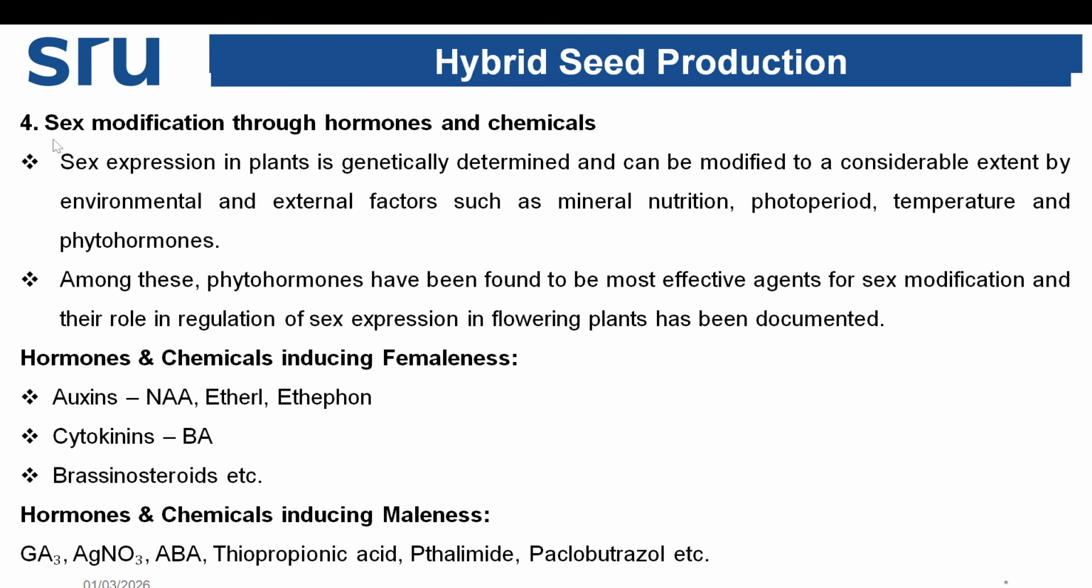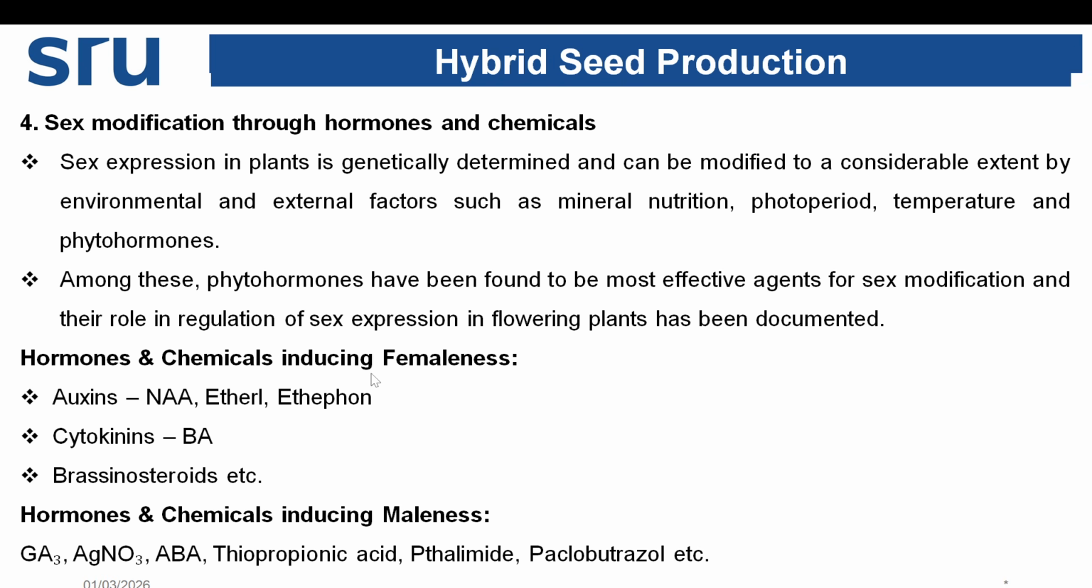Then the fourth method, sex modification through hormones and chemicals. Sex expression in plants is genetically determined and can be modified to a considerable extent by environmental and external factors such as mineral nutrition, photoperiod, temperature, and phytohormones. Among these, phytohormones have been found to be the most effective agents for sex modification, and their role in regulation of sex expression in flowering plants has been documented.